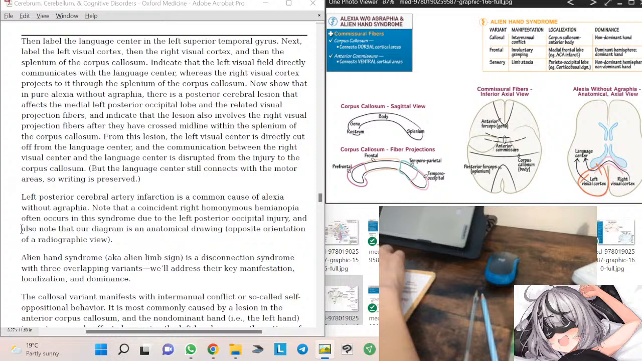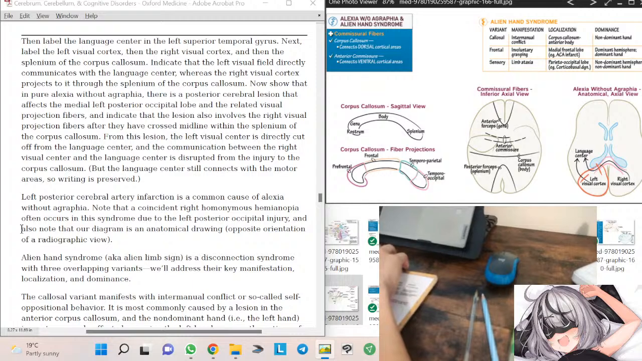Indicate that the left visual cortex directly communicates with the language center, whereas the right visual cortex projects to it through the splenium of the corpus callosum.